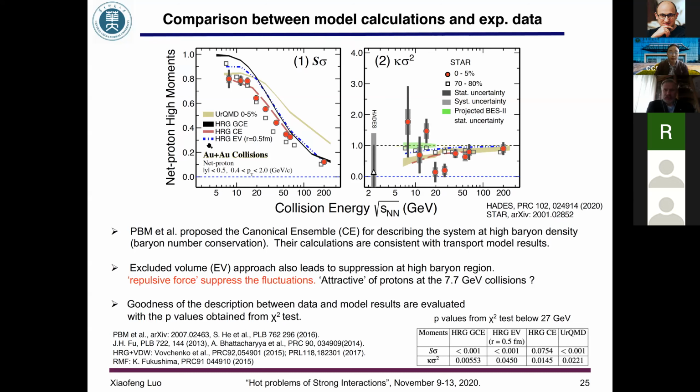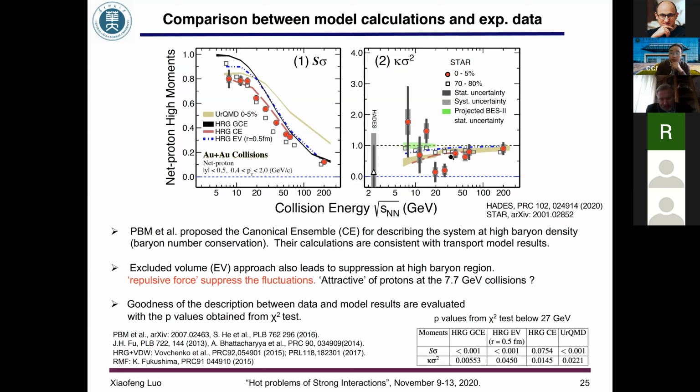And also for the blue curve, we actually use this HRG with some excluded volume. This assumes that the particles in the system have finite volume, so they cannot come infinitely close to each other. So it is equivalent to adding some repulsive interaction. This will also suppress your fluctuation. You see this blue curve.